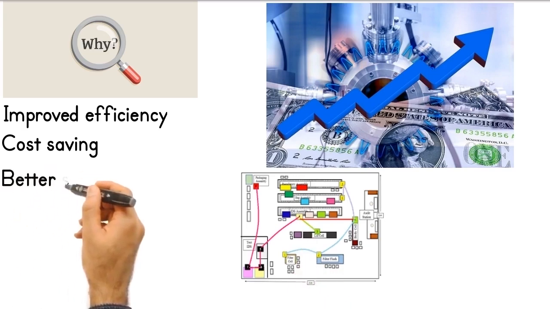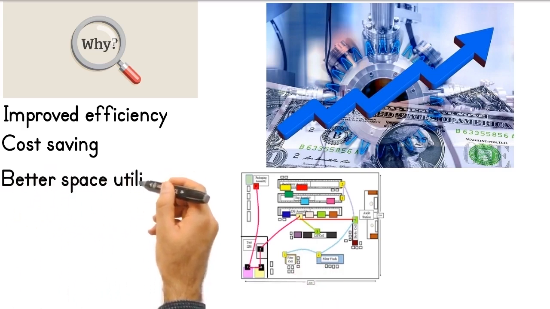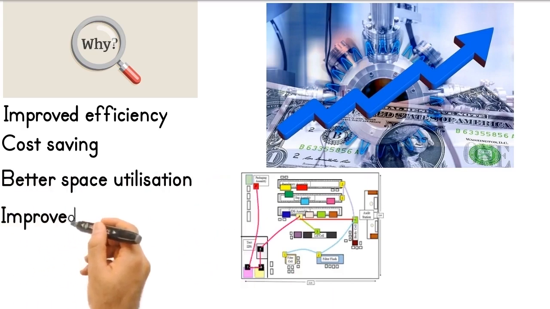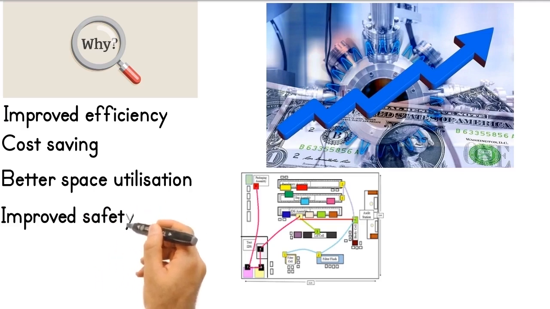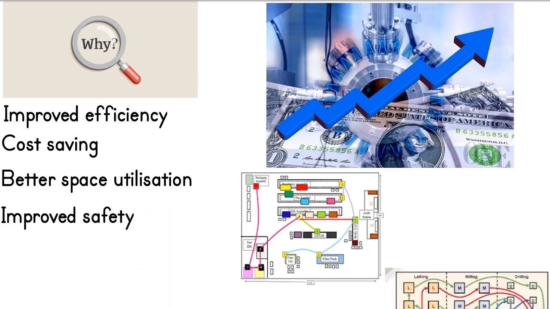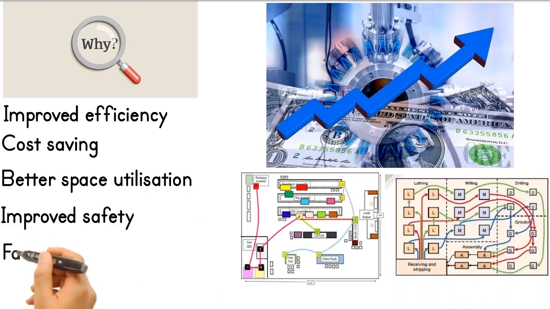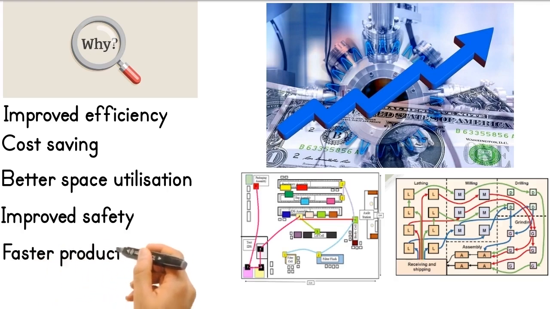Efficient layout and material handling systems ensure that space is used optimally, making the most of available square footage. A better layout reduces congestion and ensures that materials and equipment are stored safely. Well-organized material handling systems minimize the risk of accidents or injuries.